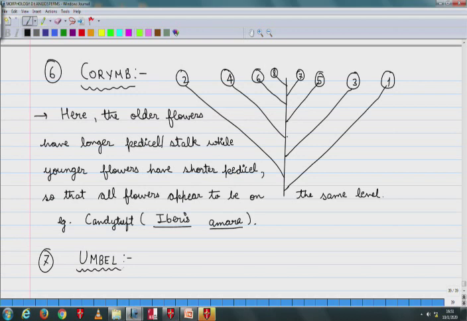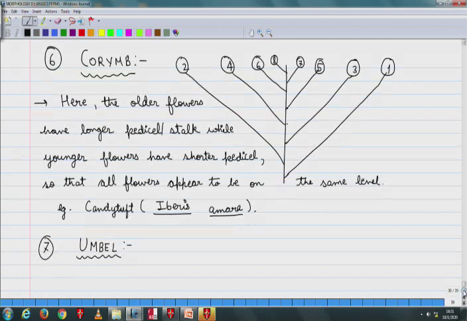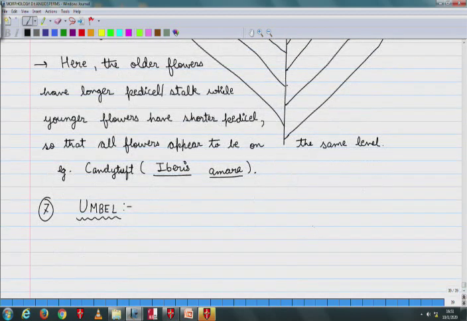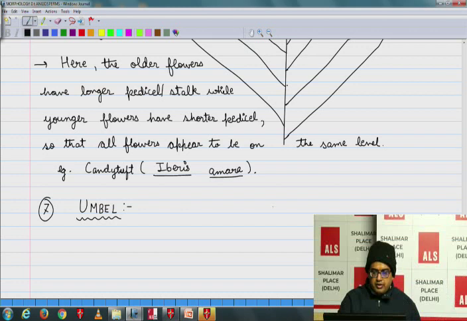Then there is the umbel inflorescence. Umbel inflorescence is very interesting. How many of you have Samsung phones? How many of you have Samsung phones, mobile phones? Raise your hands. No need to answer. Okay, nobody raised their hands. I guess everybody is sticking to Oppo, Vivo.